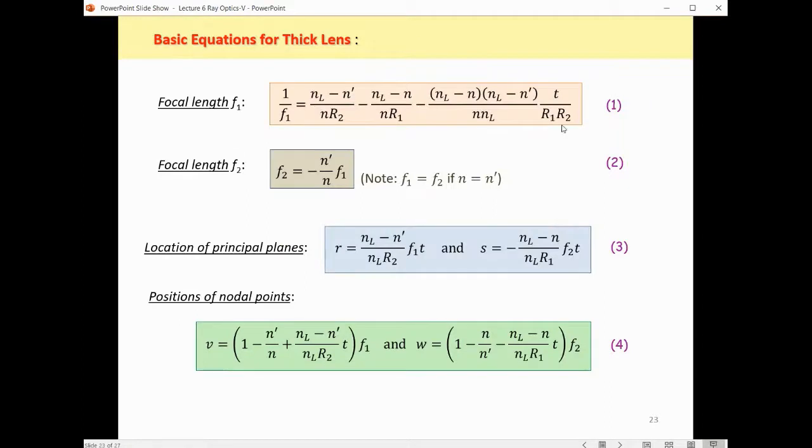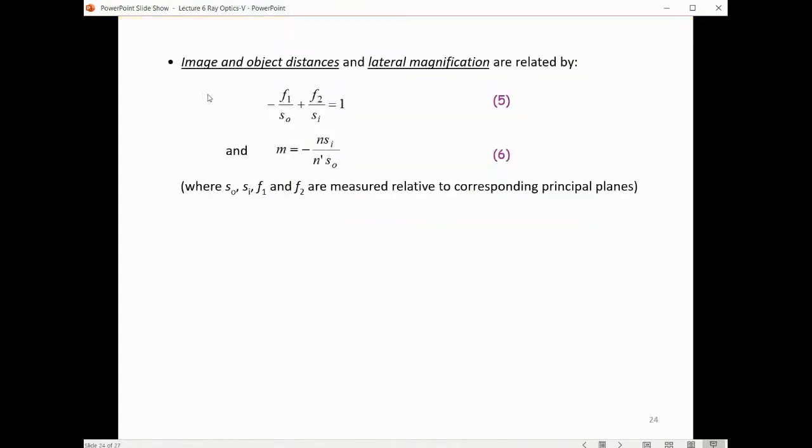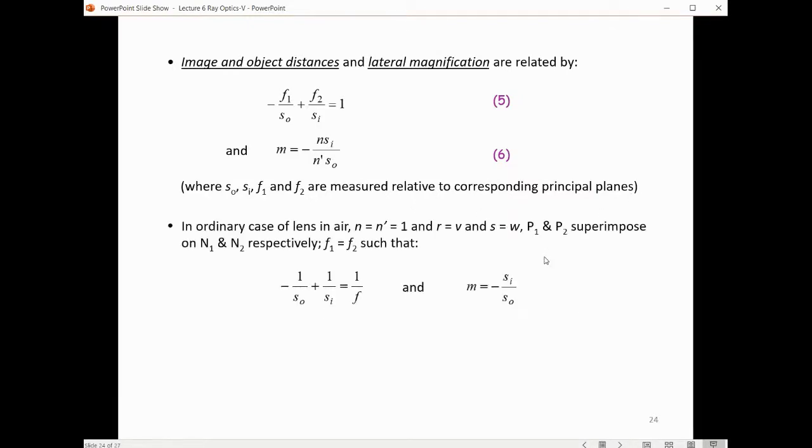The basic equations used to calculate the focal lengths, the location of the principal planes as well as the position of the nodal points are all summarized in these equations 1, 2, 3, and 4. The image and object distances as well as the lateral magnification, on the other hand, are related by equations 5 and 6, where the object distance and the image distance as well as the first focal length and the second focal length are all measured relative to the corresponding principal planes.